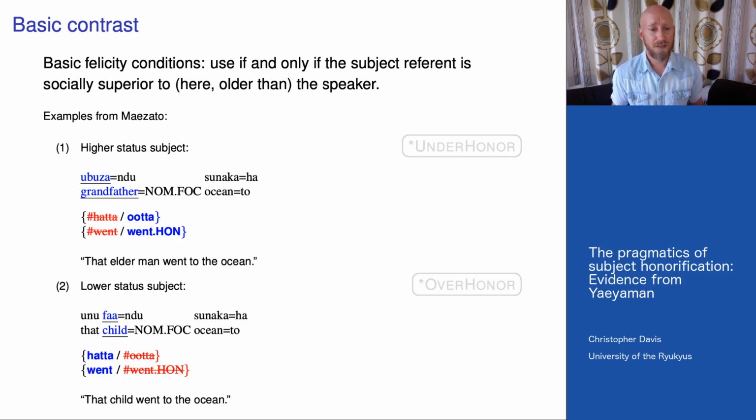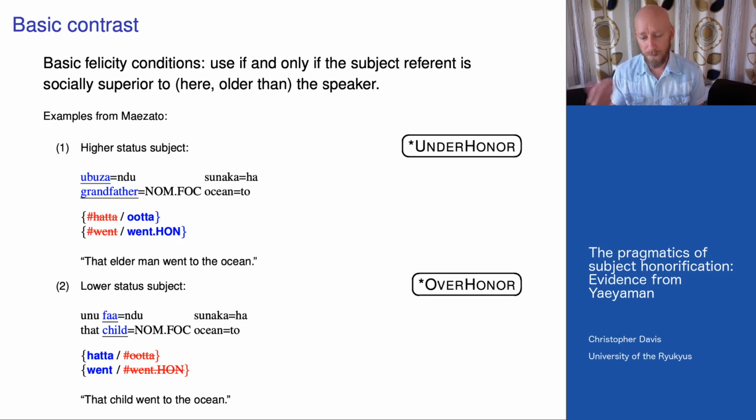Here we have a sentence that means, that elder man went to the ocean. And so we have a subject that refers to a village elder, and felicity requires the honorific verb form here. By contrast, in 2, we have a subject that refers to a child, and the honorific form here is infelicitous. And we can state the basic felicity conditions that capture the contrast between 1 and 2 with the following biconditional. Use the honorific form if and only if the subject referent is socially superior to or senior to the speaker. For our examples, that's just going to boil down to significantly older than the speaker.